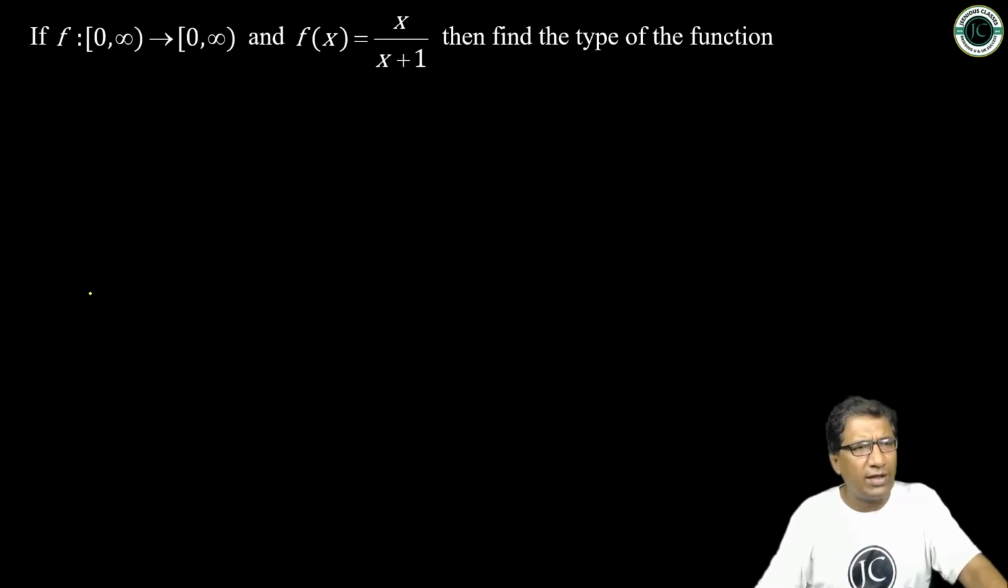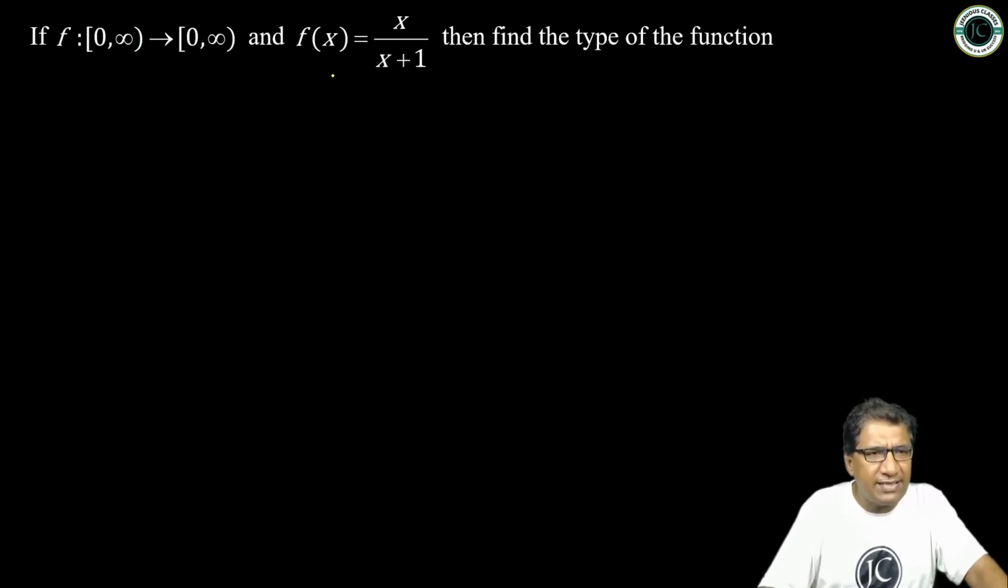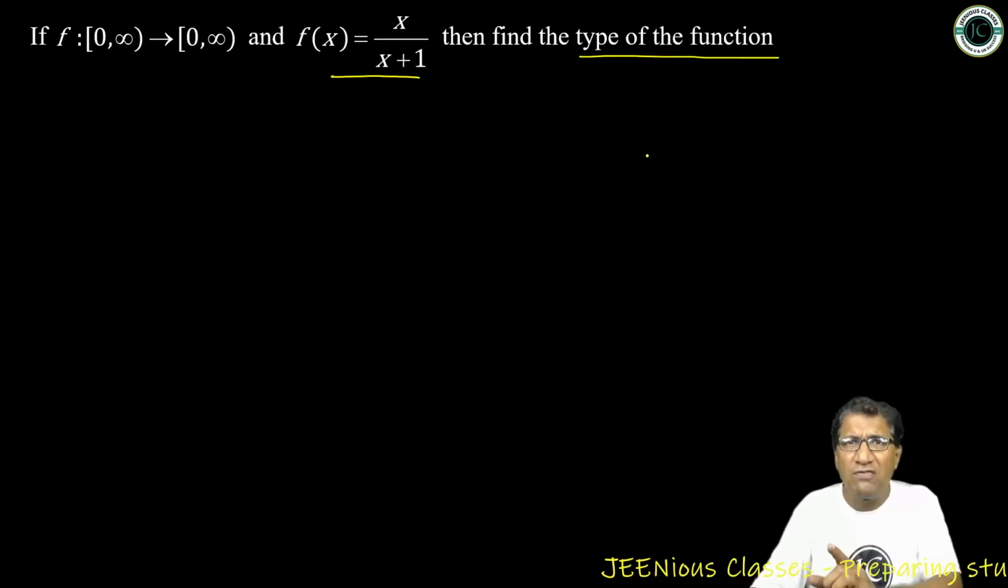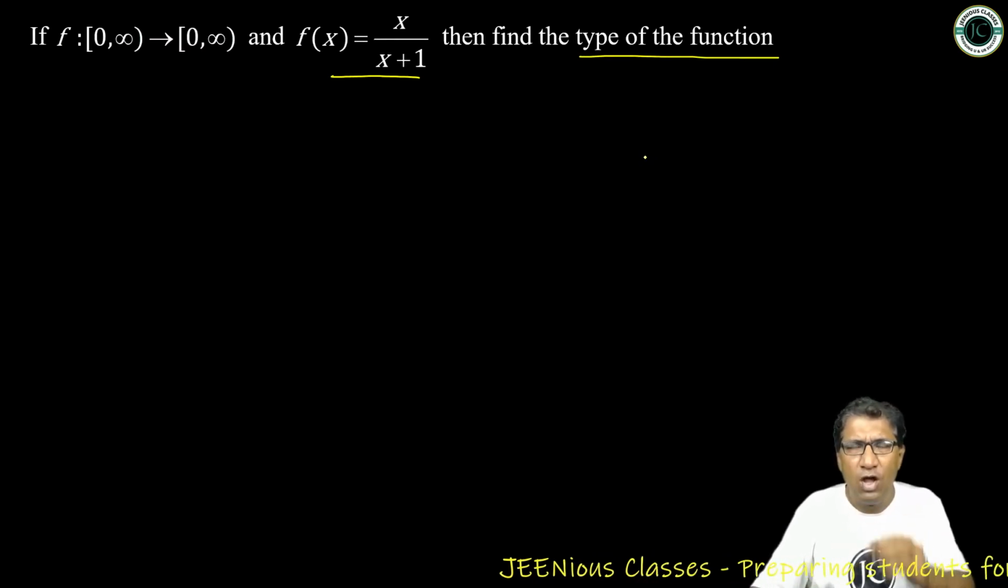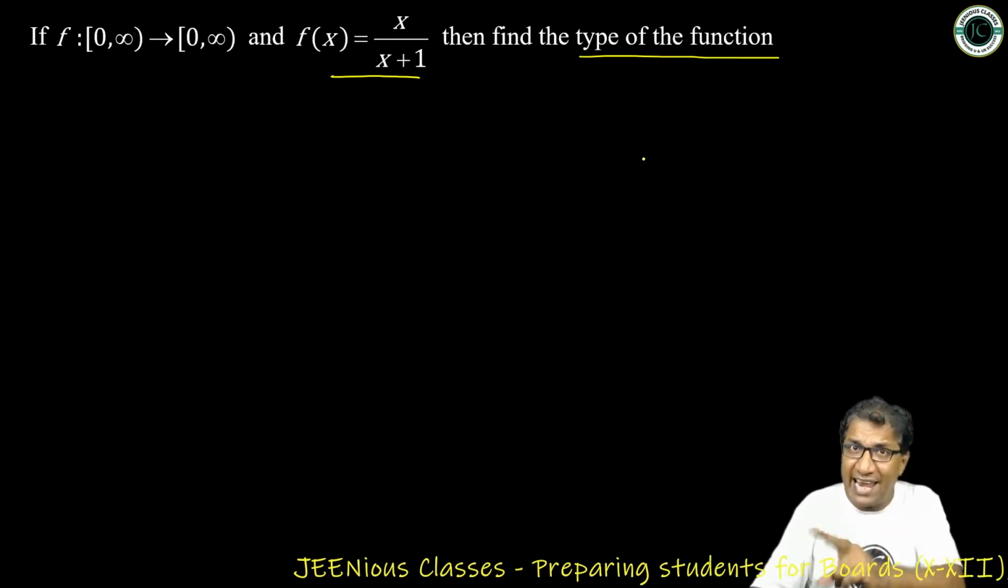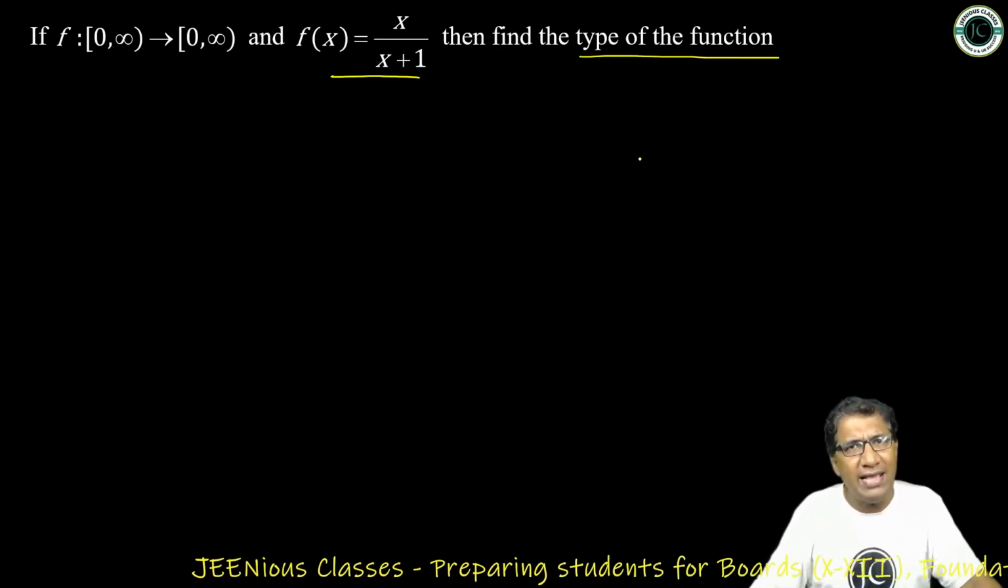बच्चों इस क्वेश्चन को देखो, if f is from 0 to infinity to 0 to infinity and f(x) is x by x plus 1, then they have asked to find the type of the function. Type of the function मतलब ये function 1-1 है या many-1 है, ये पहले तुम्हें determine करना है. Second करना है ये onto है या into है.